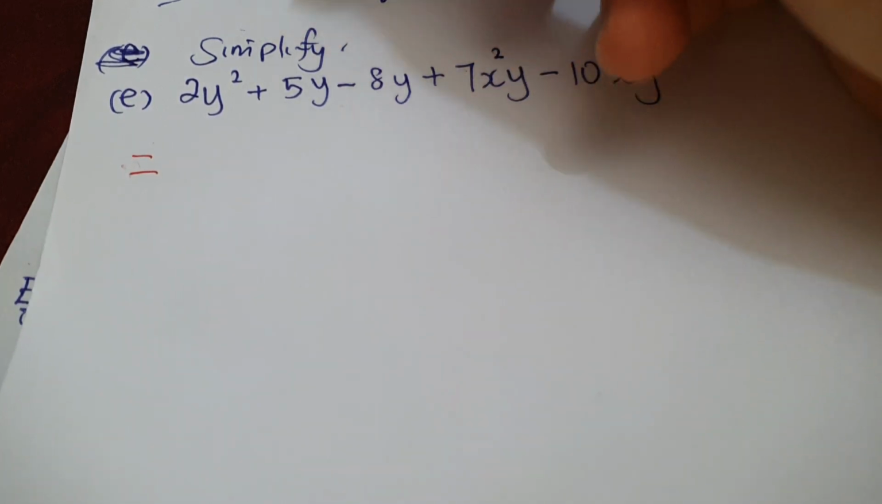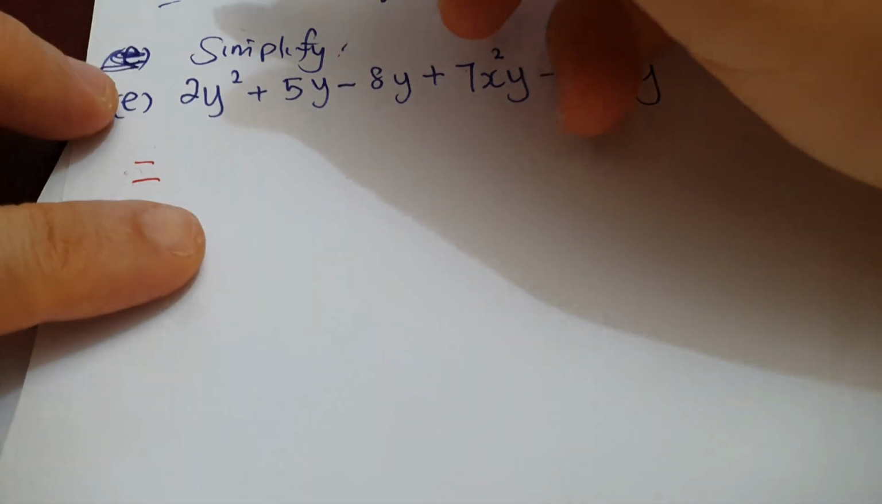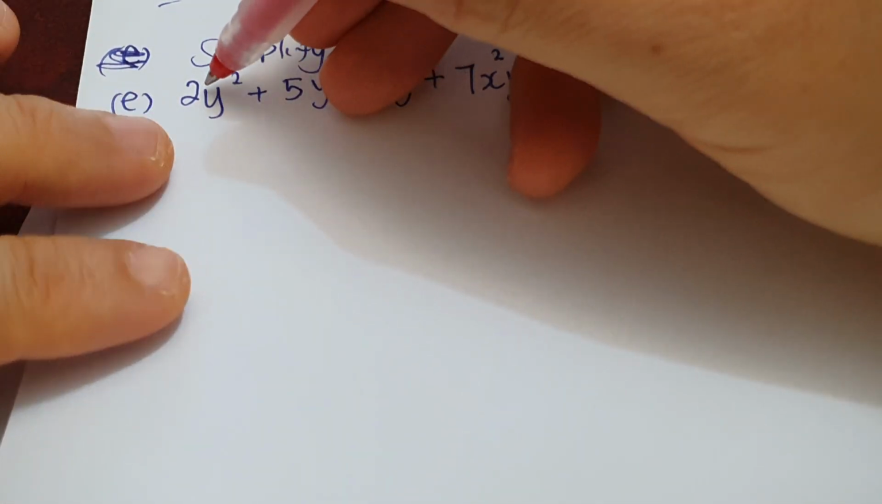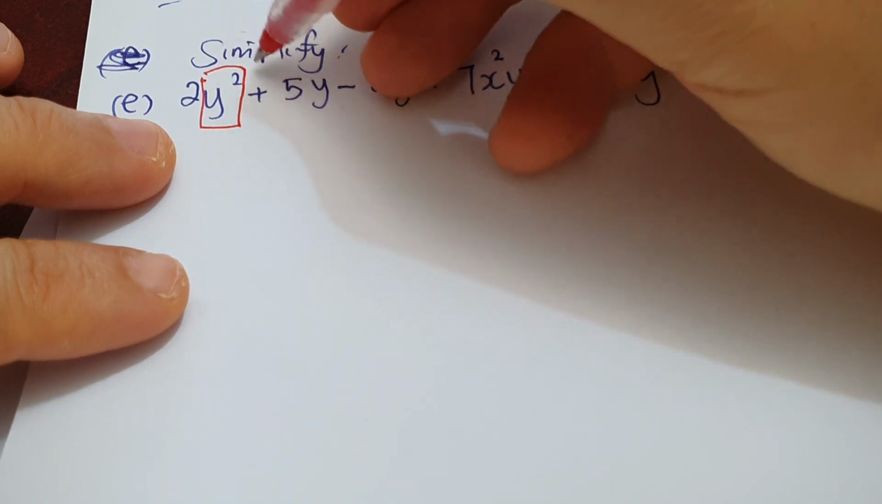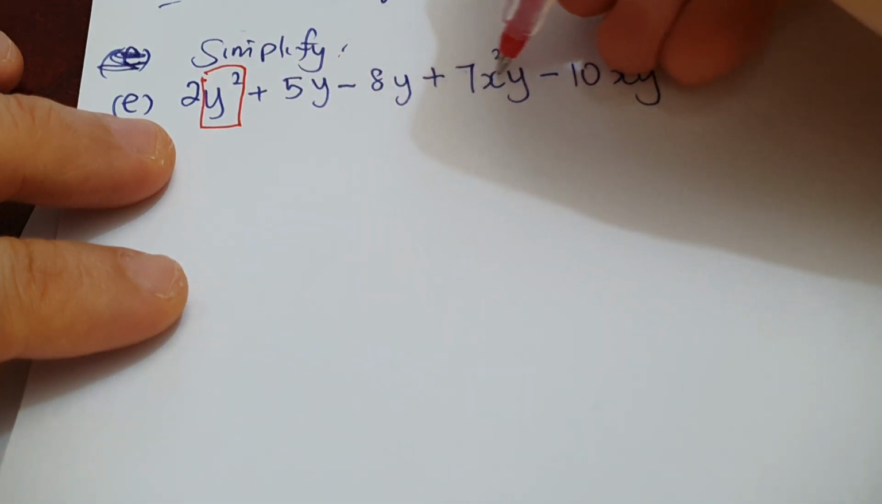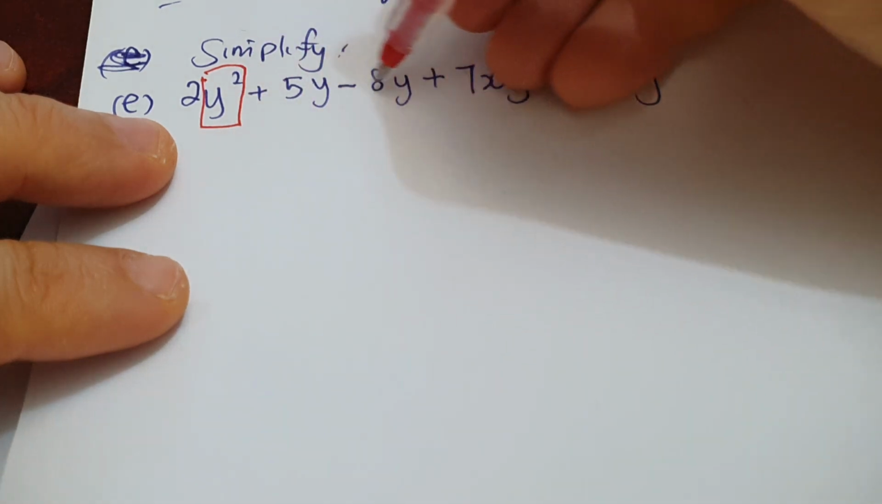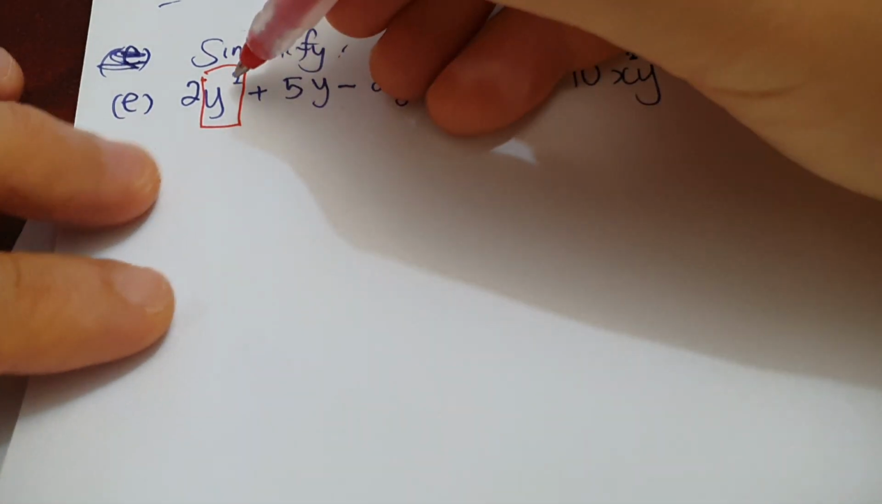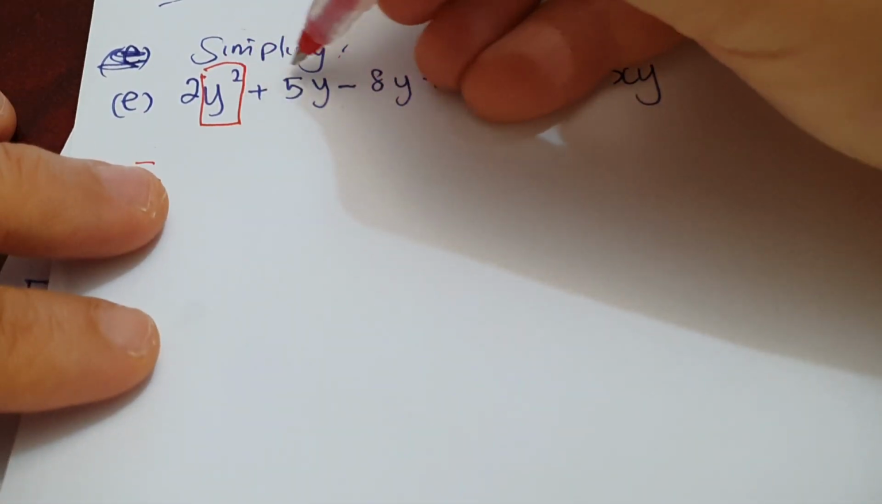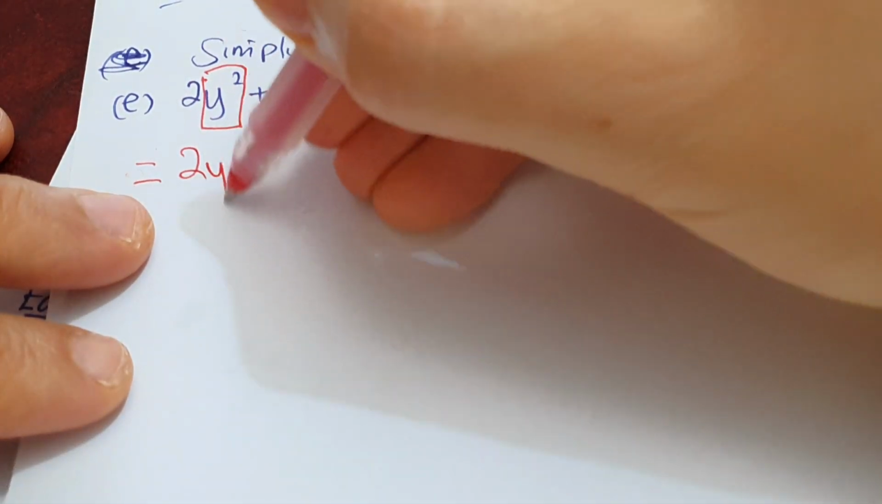That's simplifying. So in this case, you see 2y square, right? There are two of these y square. So you check any more y square here, don't have, no more already, right? So you cannot combine this with any others. You can only combine it with something y square, so you leave it alone.